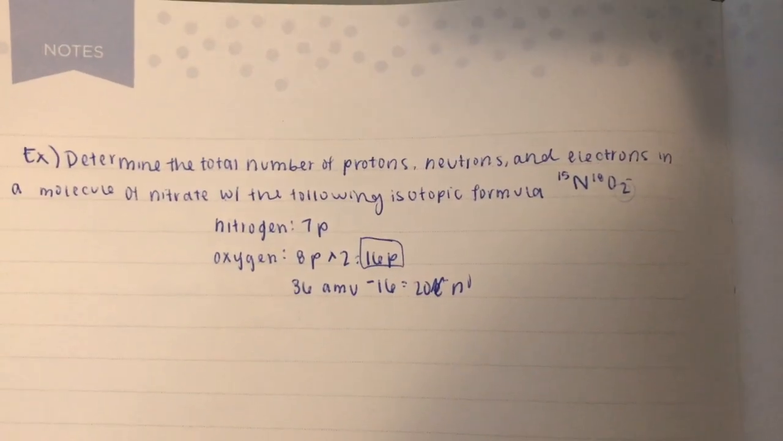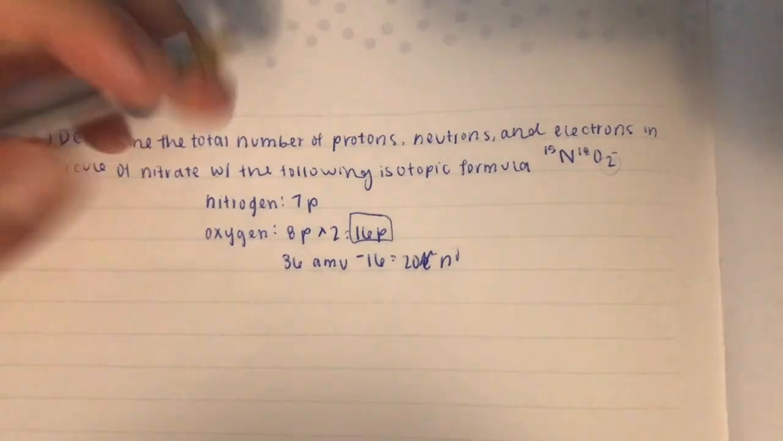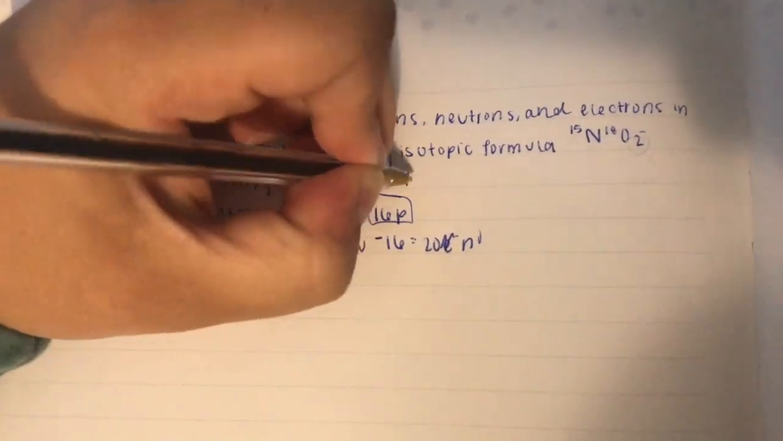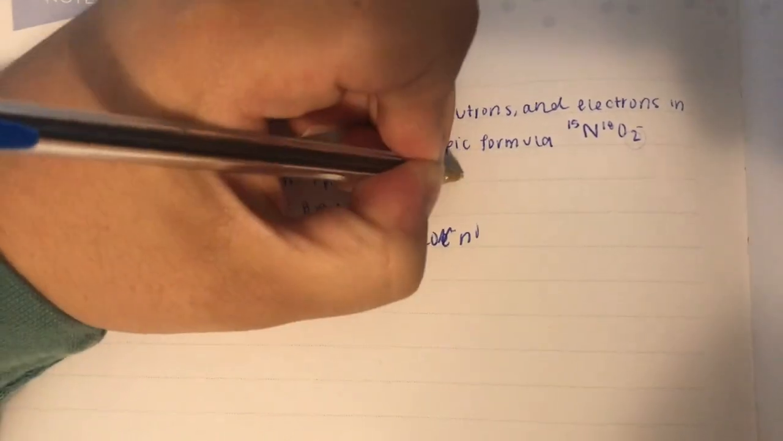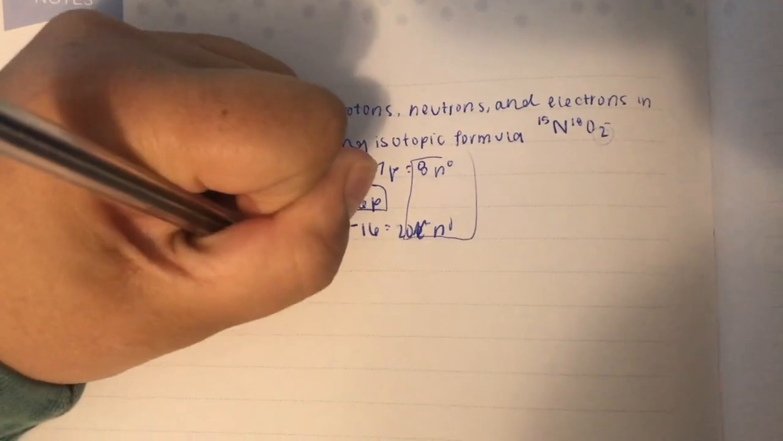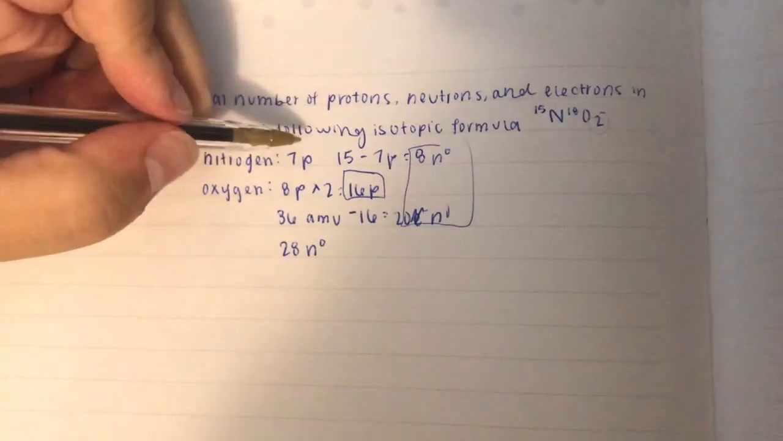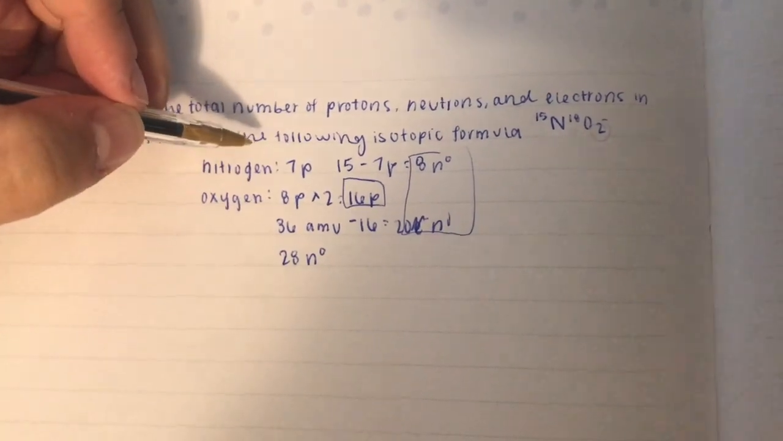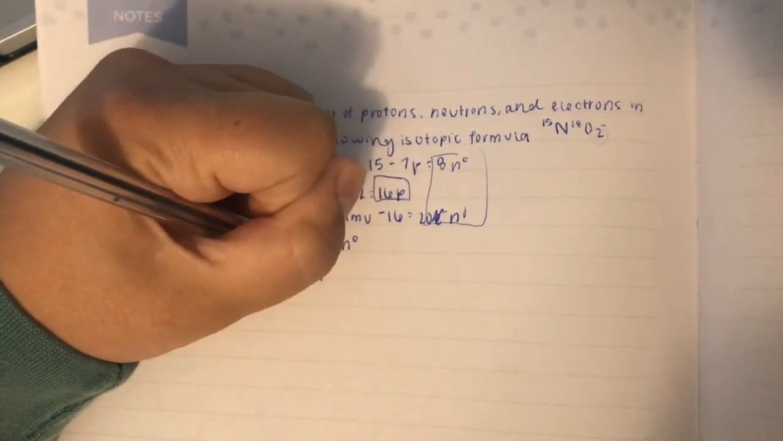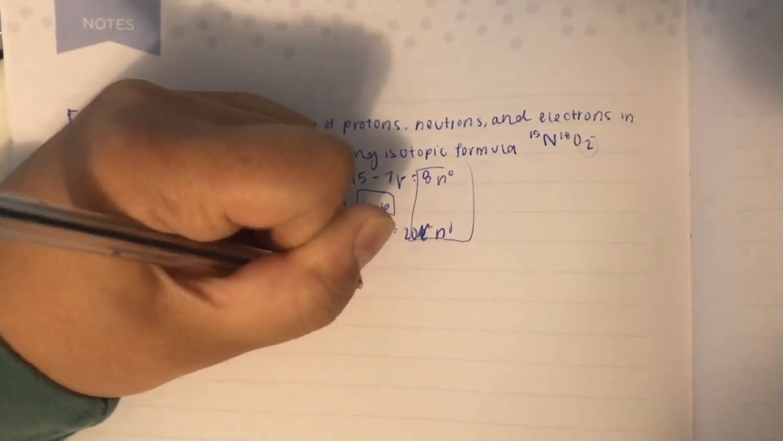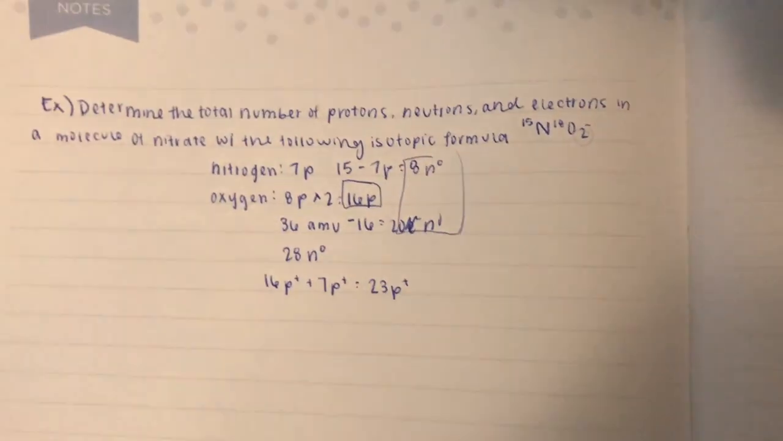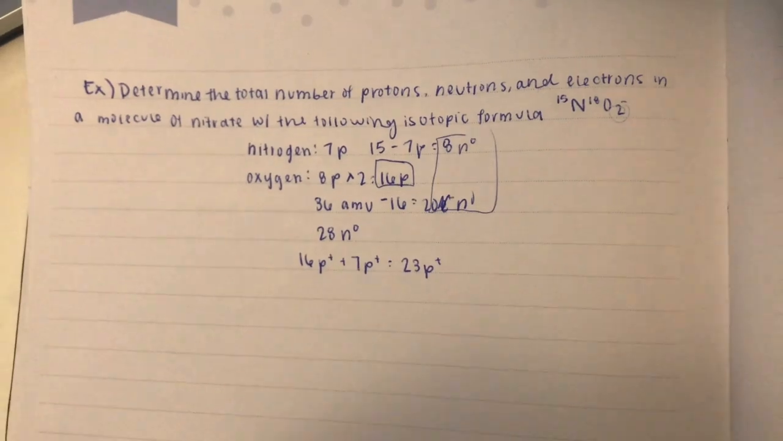Then we have to look at the nitrogen, and we have to recognize that there are going to be 15 minus 7 protons, which is 8 neutrons. And then we add them together to get 28. And then we can also add the protons together to get the amount of protons in the molecule. 16 plus 7 is 23. So now all that's left to do is figure out the amount of electrons.